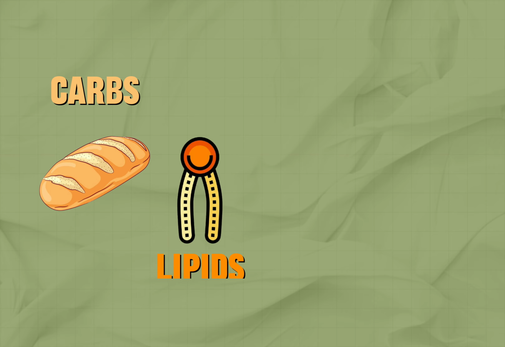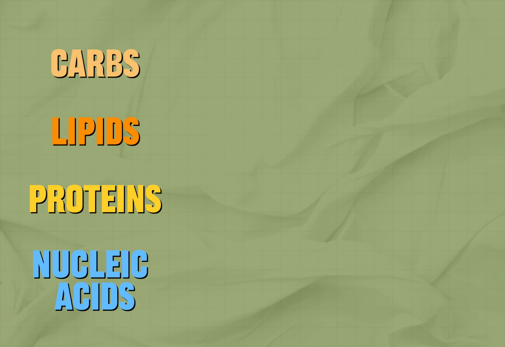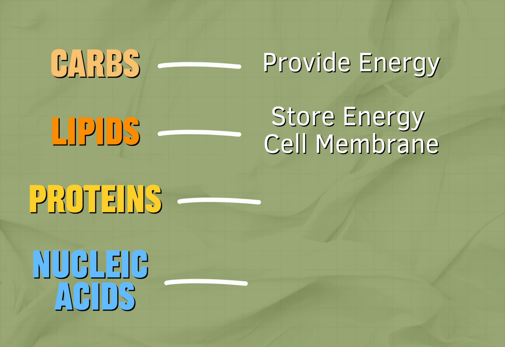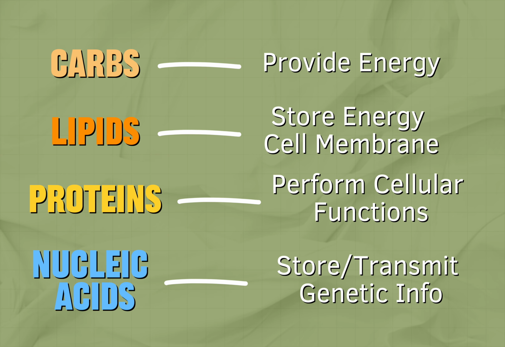These large molecules fall into 4 distinct categories that you are definitely going to need to know, so pay attention. These are carbohydrates, lipids, proteins, and nucleic acids. And to quickly review, carbohydrates provide energy, lipids store energy and make up cell membranes, proteins perform structural and enzymatic functions, they're basically the workhorse of the cell, and nucleic acids store and transmit genetic information.